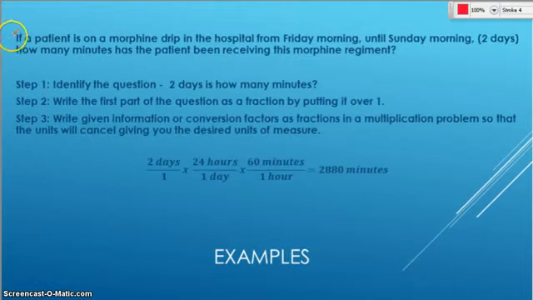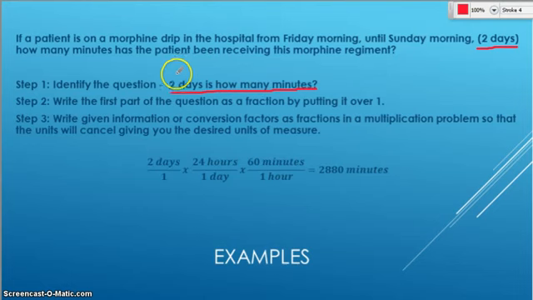Here's our problem. If a patient is on a morphine drip in the hospital from Friday morning until Sunday morning, which is a total of 2 days, how many minutes has the patient been receiving this morphine regimen? Now, most of you can do this without setting up this dimensional analysis problem, but I want to use this simpler problem to show you how dimensional analysis works. The first thing you do with dimensional analysis is to identify the question. And our question is, 2 days is how many minutes?